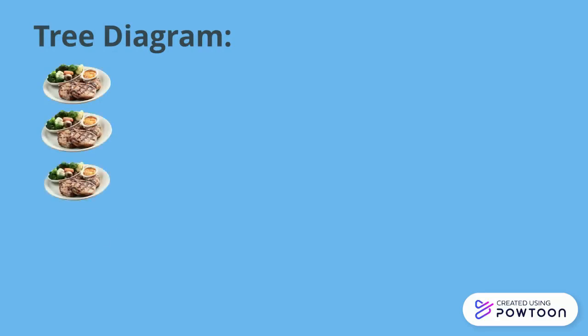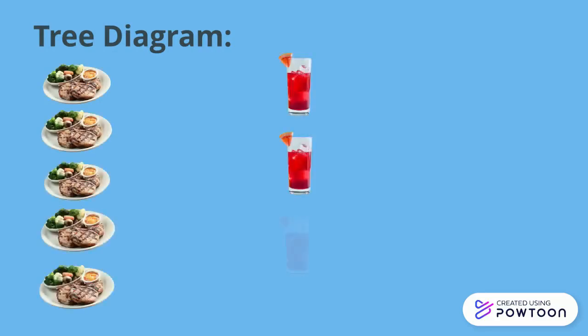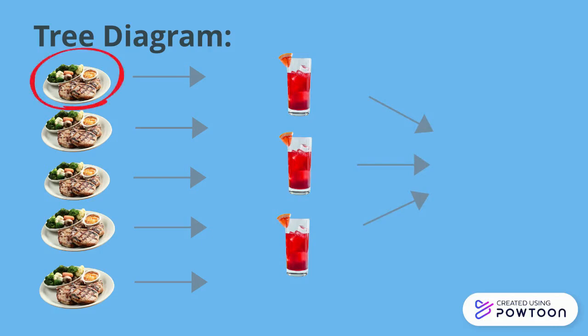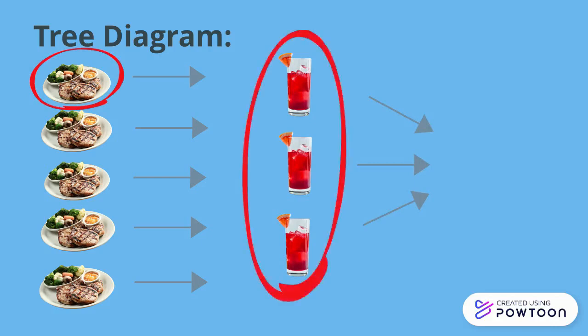The first solution is the tree diagram. We have here 5 main dishes and 3 drinks. To find how many combinations there are, we're going to pair the first main dish to the 3 drinks, and that makes 3 combinations. Then we're just going to repeat the process until we have created all possible combinations.